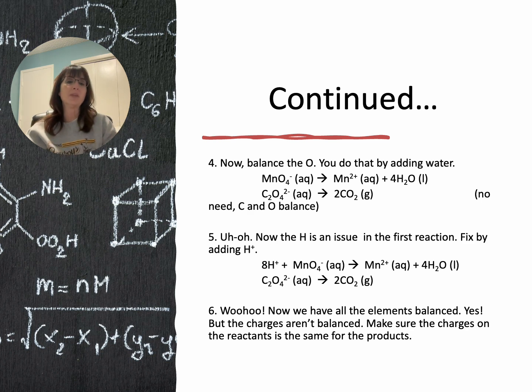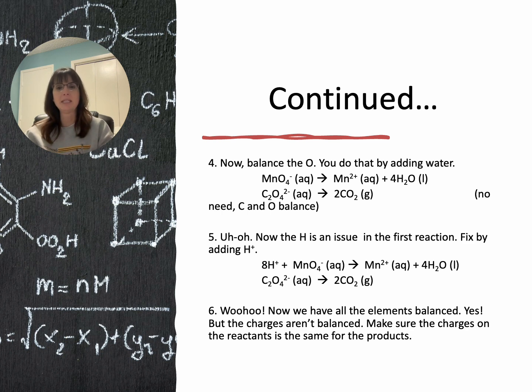Now you'll notice with that first equation, oh no, you just added H's. What do I do now? You just add hydrogen ions to the other side. It's not a big deal. We're in an acidic solution, so adding H's is totally acceptable because H's are acidic. Now we've got all of the atoms balanced.